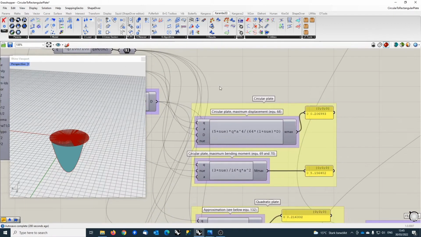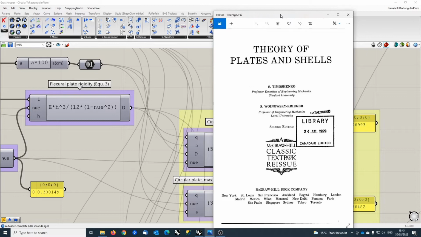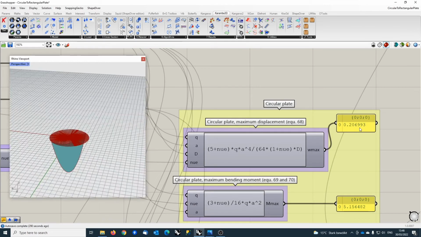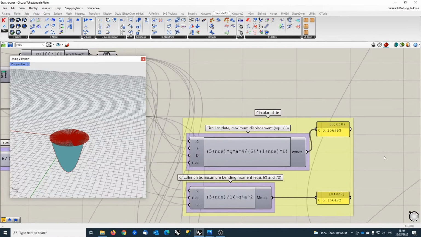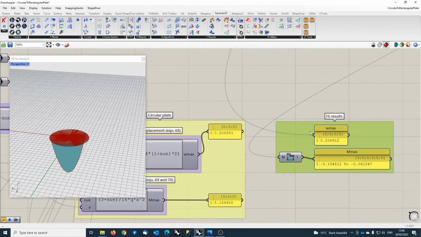And using now the formula, equation 68 of Theory of Plates and Shells, I get now this maximum displacement. Q is the load, a the radius, D the flexural rigidity, nu the lateral contraction coefficient, and this nicely corresponds to the results of the finite element calculation.